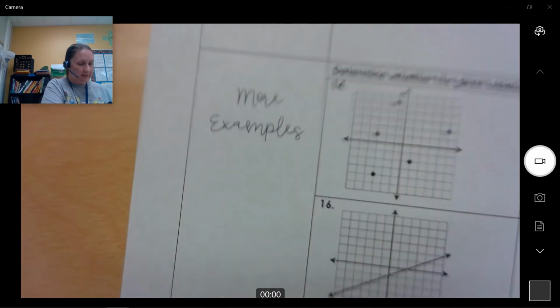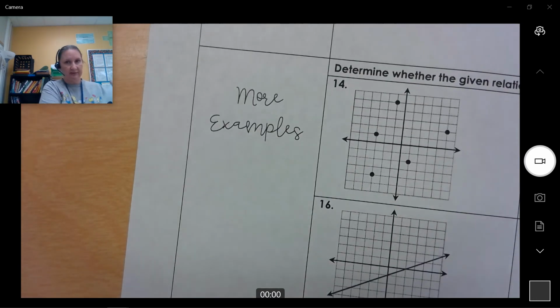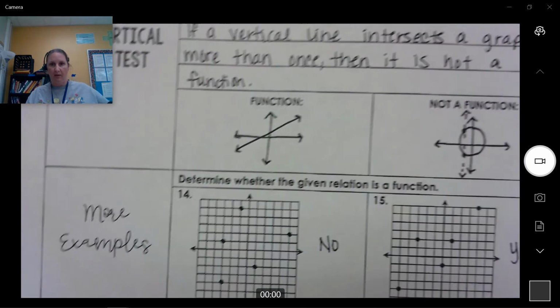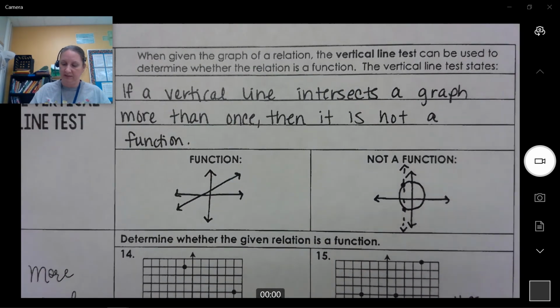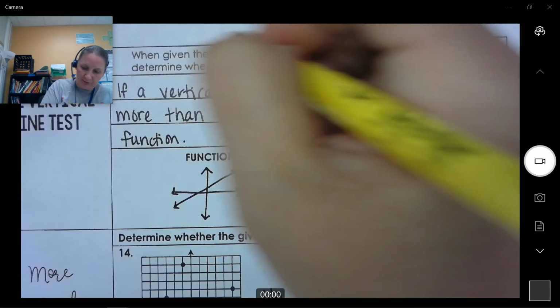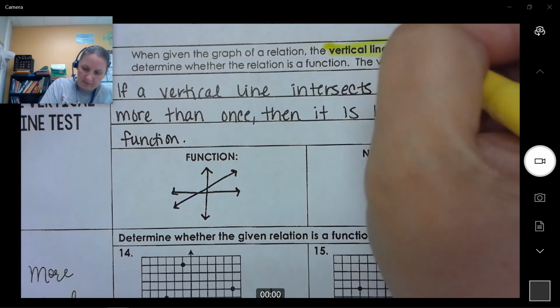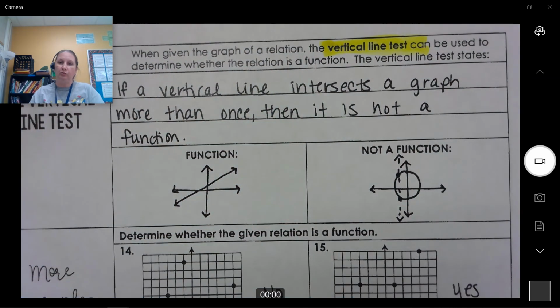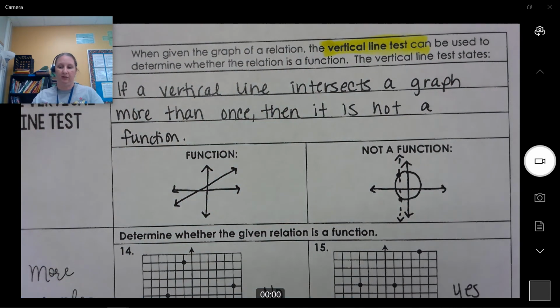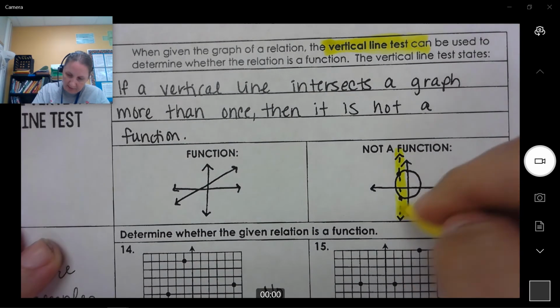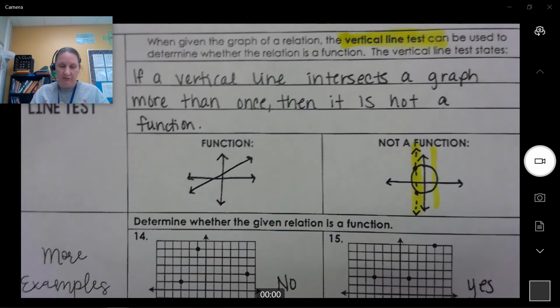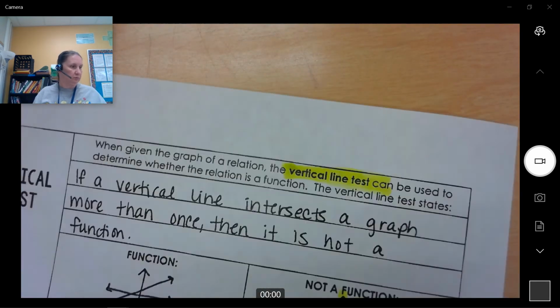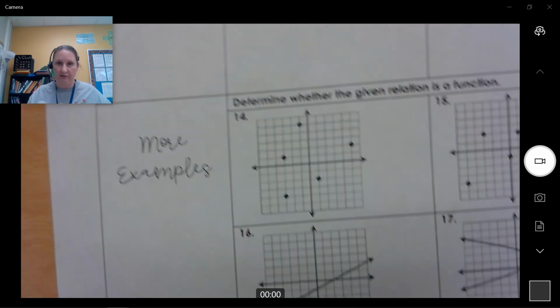Okay, the final thing we need to look at is called the vertical line test. The vertical line test is a way for us to look at graphs and test to see if it is a relation or a function. So throughout school, you should be thinking, is this passing the vertical line test? The vertical line test is where you basically just draw a line and see if it touches in more than one place. Okay? So let's do some examples with the ones that don't have answers already.